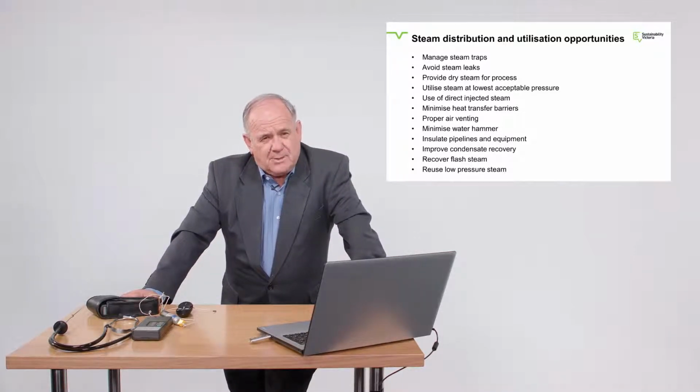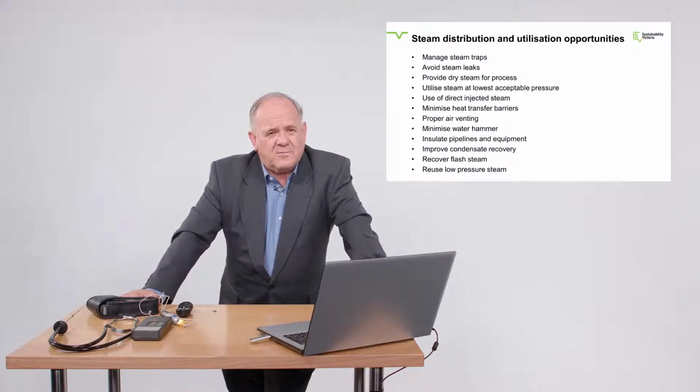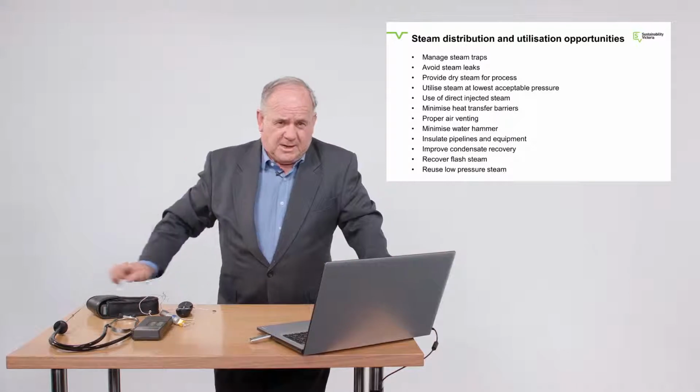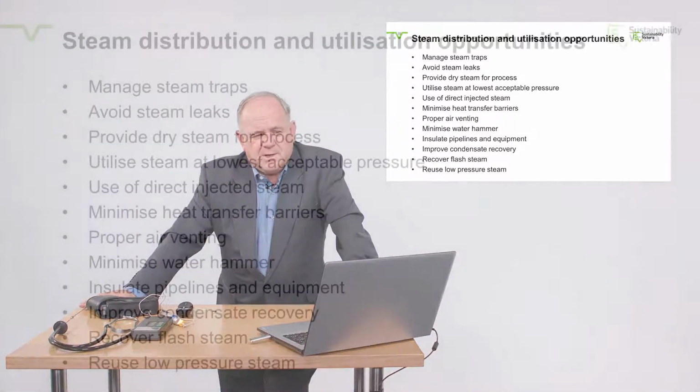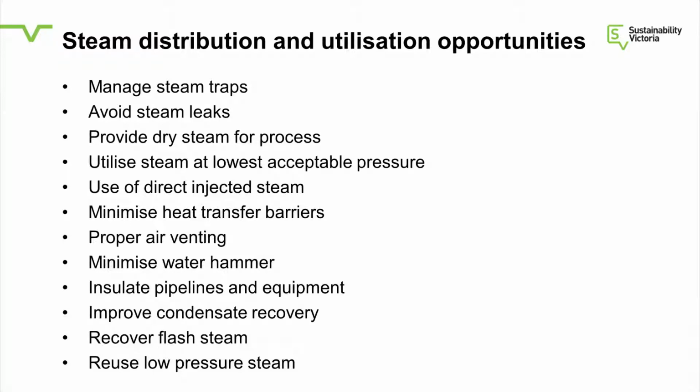Avoid steam leaks. Most plants fix their steam leaks, but you'll still find quite a few out there with just steam passing to atmosphere without doing useful work. The dryness of the steam and the process. Some people produce wet steam, which reduces its efficiency and effectiveness. Utilise the steam at the lowest acceptable pressure. It costs you to generate steam at higher pressures. It's just like your kettle. If you run it longer, it doesn't make any difference to the hot water, but it can build the pressure. But for what purpose? So you've got to look at what pressure you need and what pressure you're actually supplying at.